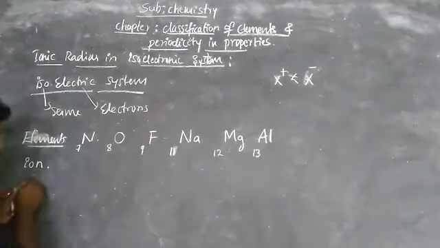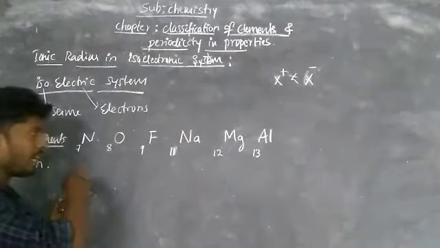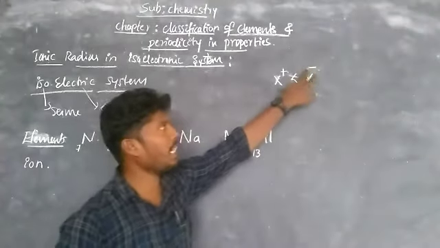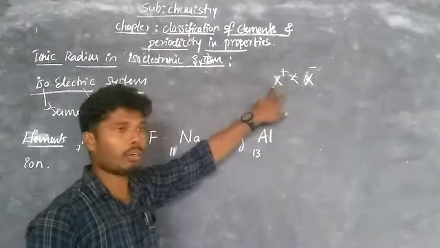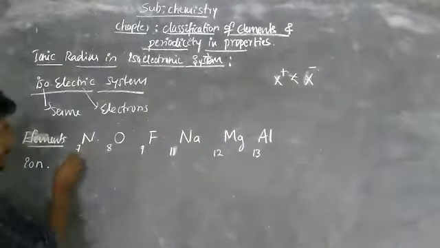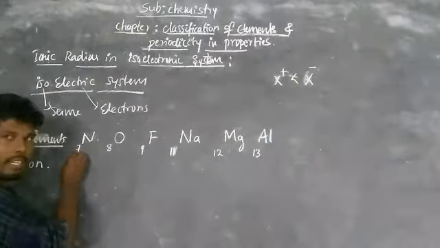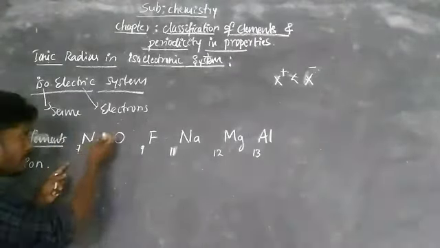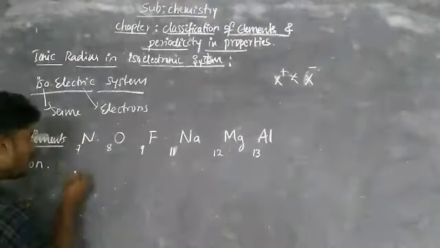Now, ions are obtained by adding electrons or removing electrons. When we add electrons, we get a negative charge. When we remove electrons, we get a positive charge. Here nitrogen has 7 protons and 7 electrons. Now we add 3 electrons to this one, and by adding electrons, a negative charge comes.